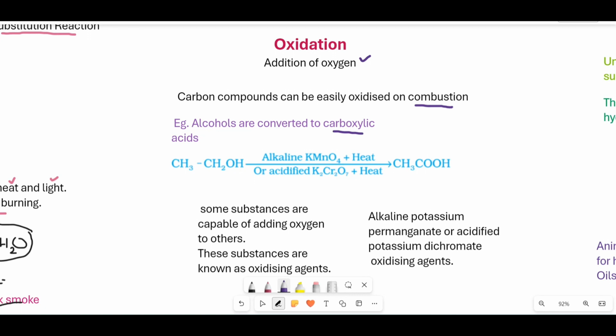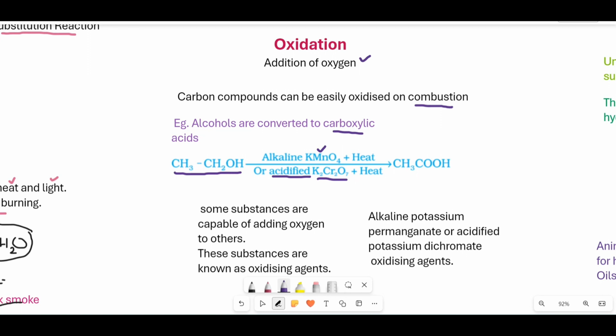So alcohol, formula CH3CH2OH. We should provide some substances having oxygen in them, for example KMnO4, potassium permanganate, which contains 4 oxygen, or potassium dichromate, K2Cr2O7. Both have enough oxygen atoms. Potassium permanganate we use in alkaline medium, and potassium dichromate we use in acidified medium. So these are compounds which have oxygen in them, so they can provide this oxygen to chemical reactions.